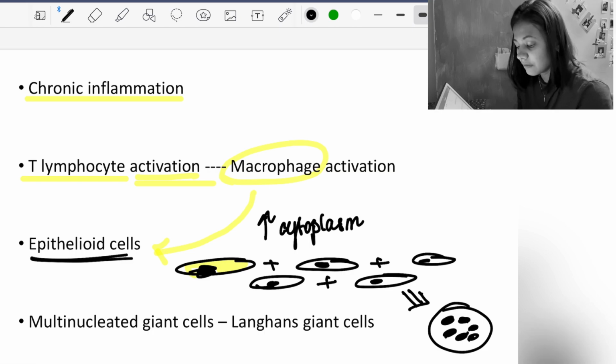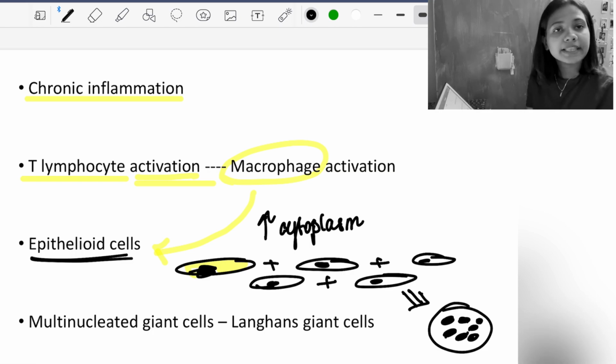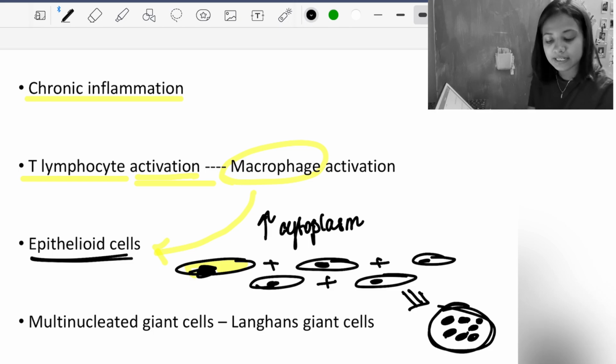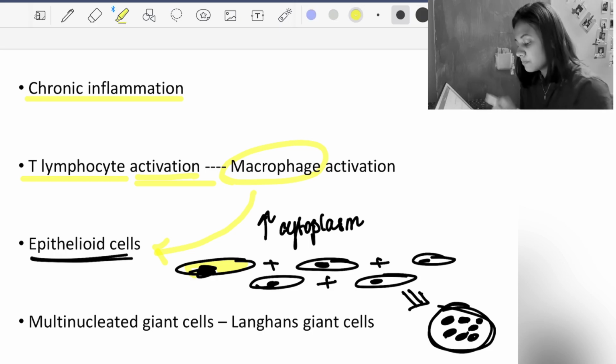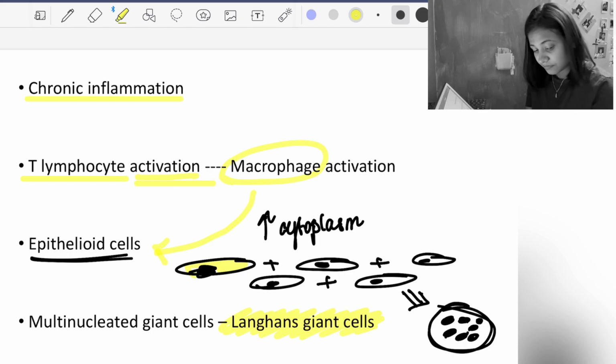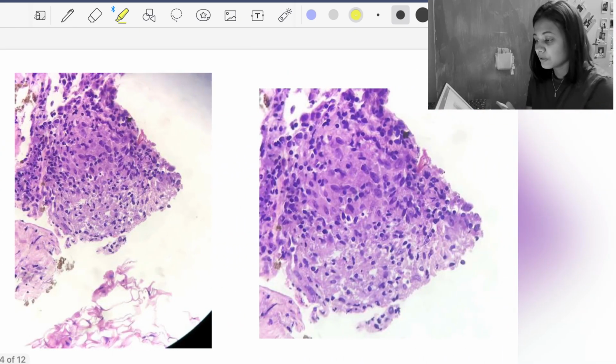This is a multinucleated giant cell. Like the name suggests, it has many nuclei in a single cell, which is why it is known as a multinucleated giant cell. In tuberculosis, it has a particular name: Langerhans giant cells. Coming to the next, pathogenesis.